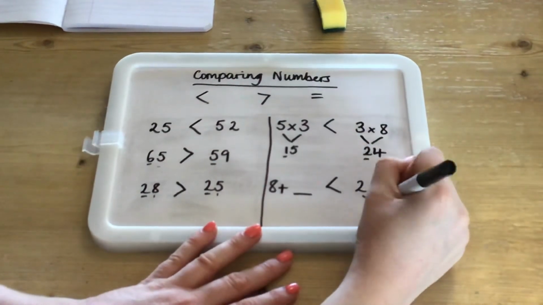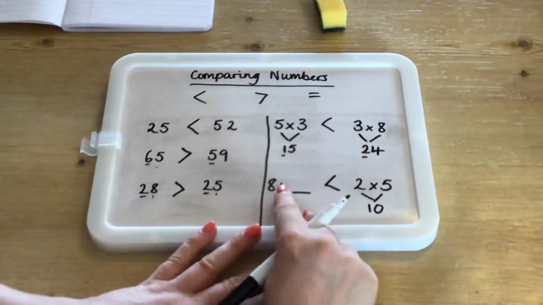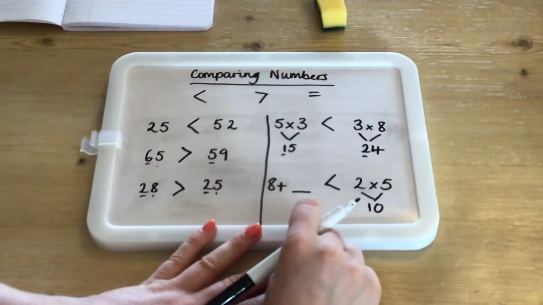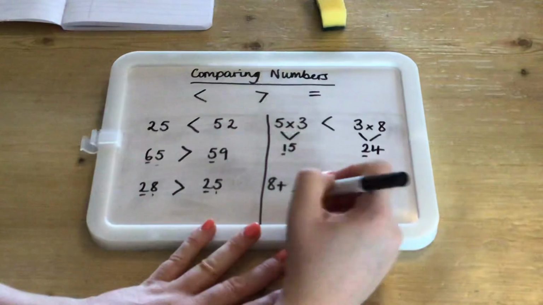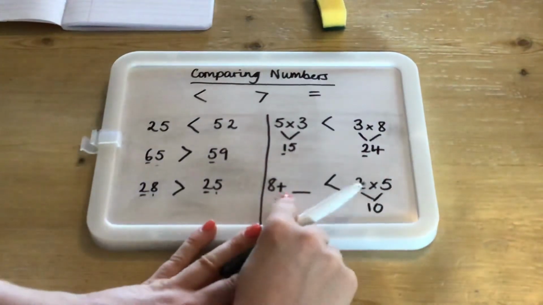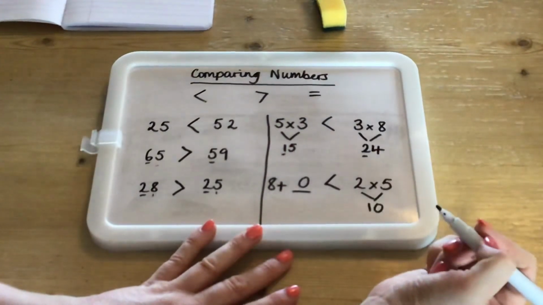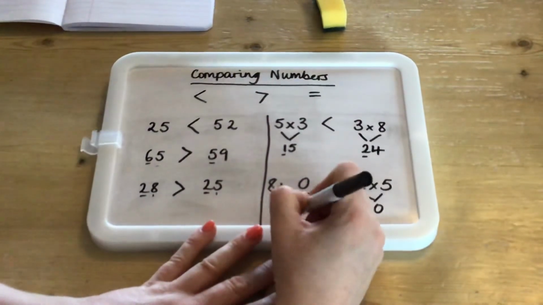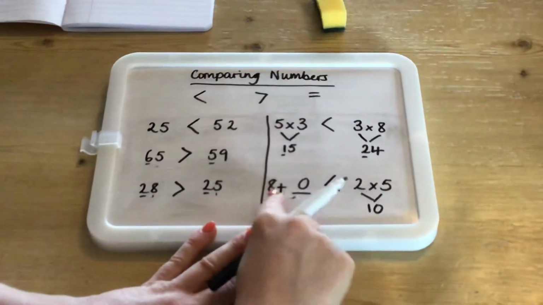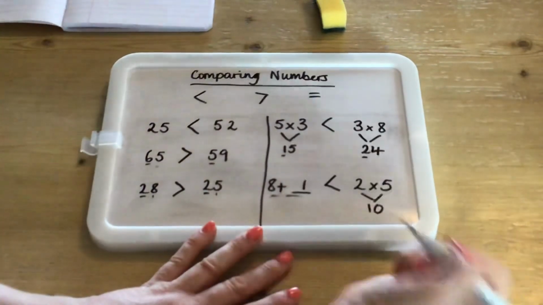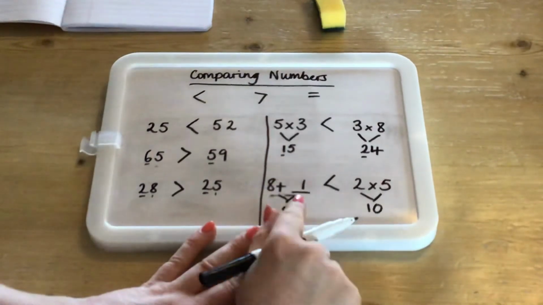So 2 multiplied by 5 is 10. Now, this calculation tells you that 10 must be greater than 8 plus something. So for this particular calculation, you'll be looking to make sure that this addition sentence here is less than 10. So if we put a 0 in there, checking that that makes sense, 8 plus 0 is 8. Yes, it does, because 8 is less than 10. We could also put a 1 in here, because 8 plus 1 is 9, and 9 is less than 10.